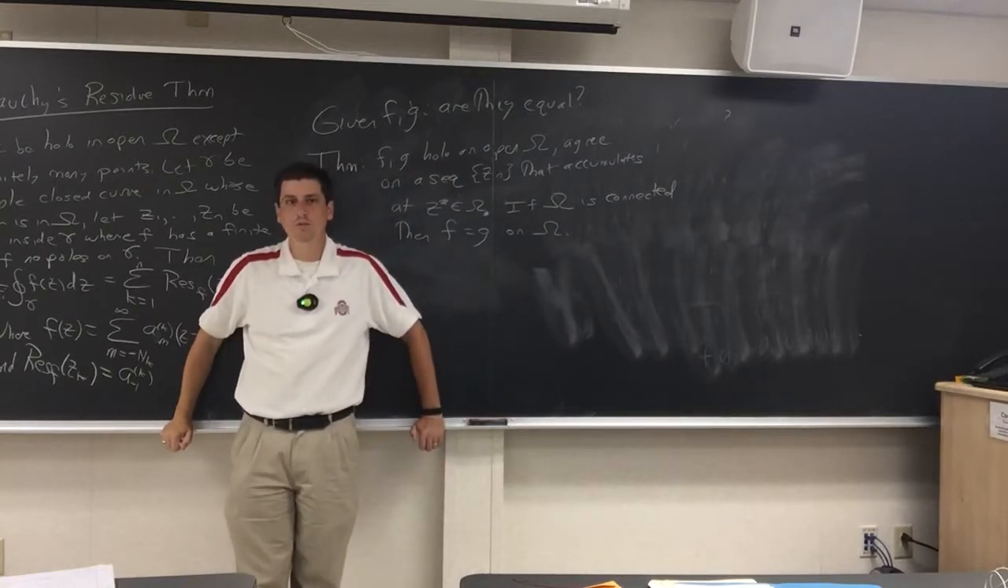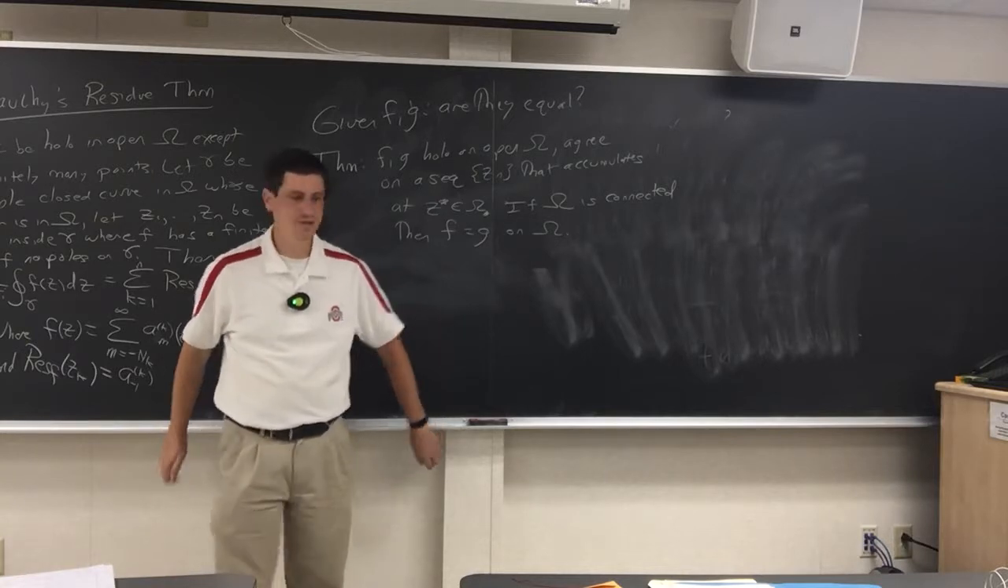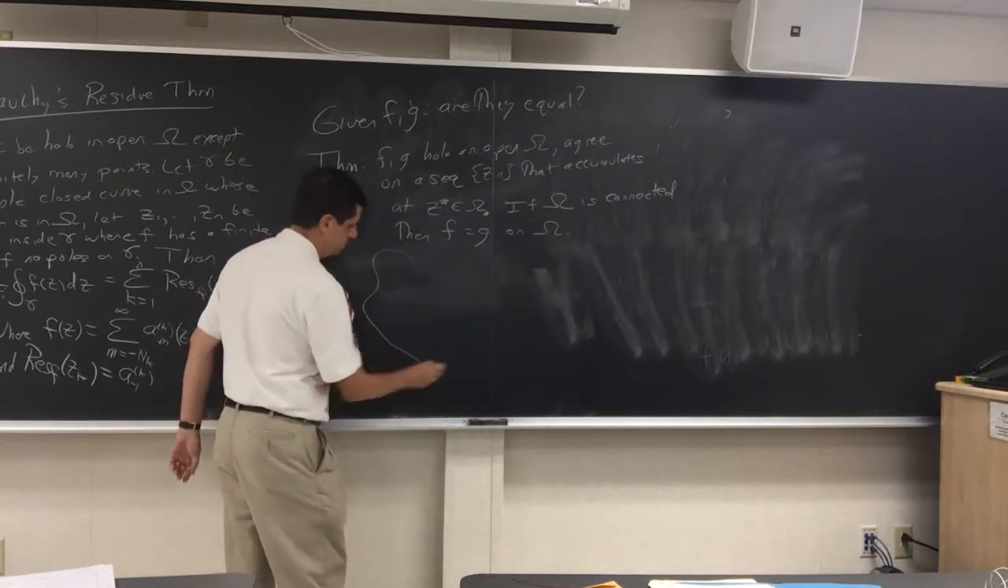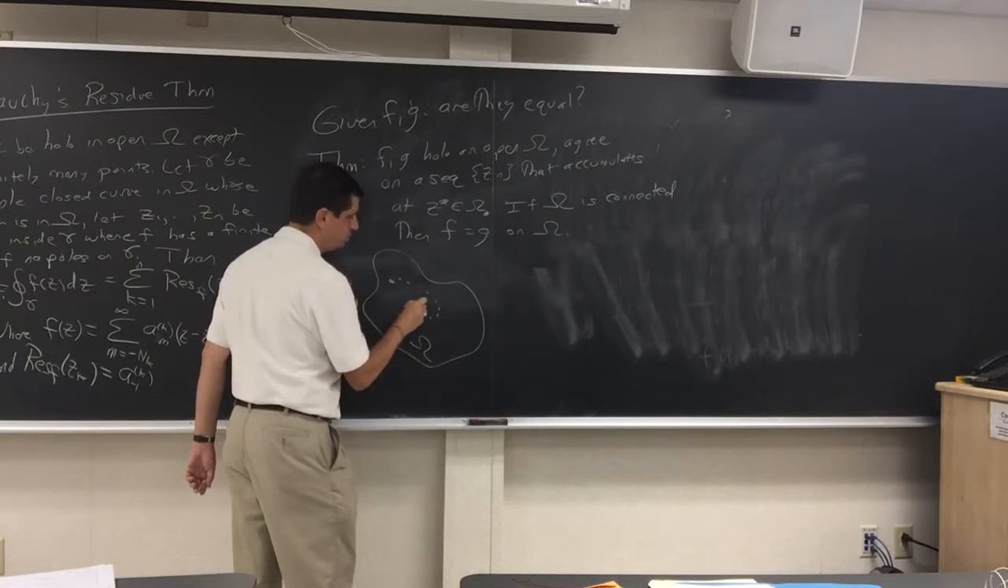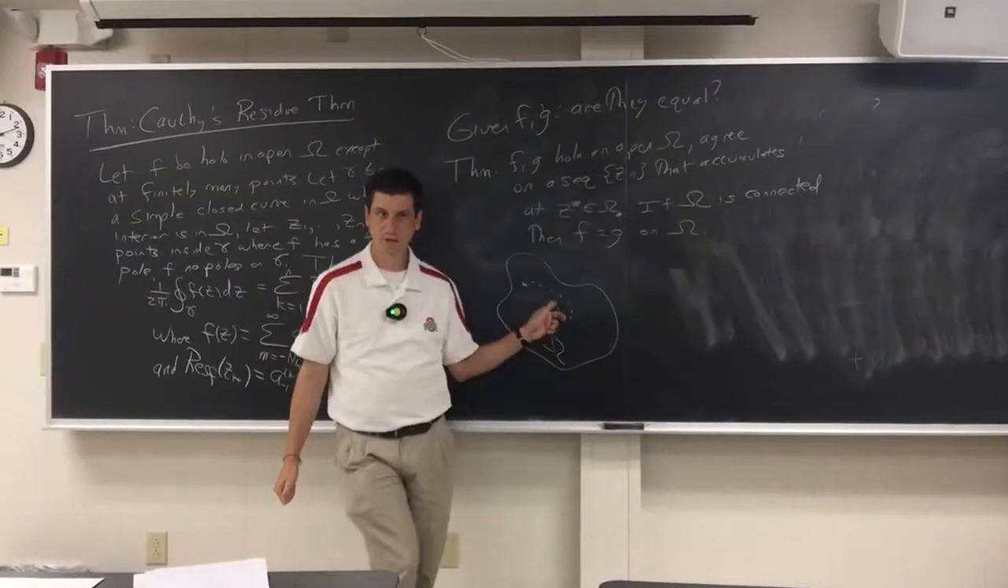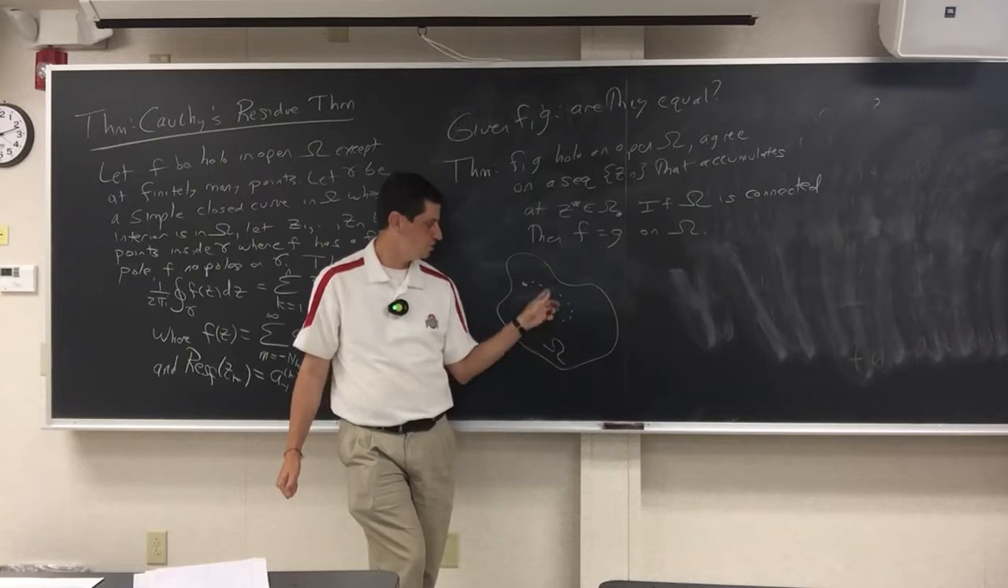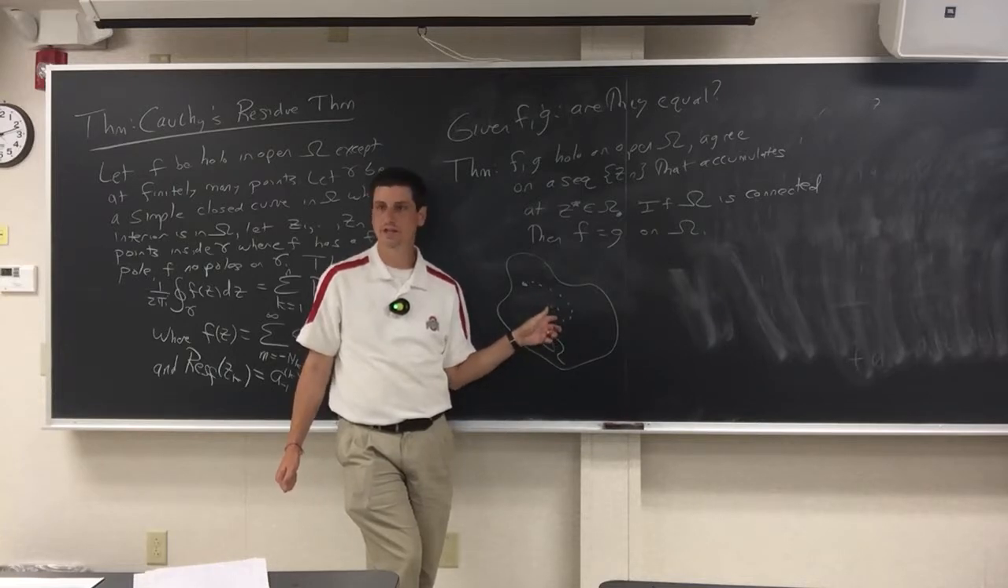So this is an incredible result. If you have two functions that agree on a sequence of points that accumulate, so for instance, here's omega, and here's my sequence of points z_k that's accumulating to something here. And if my two functions agree on this sequence that accumulates, then they must be identical.